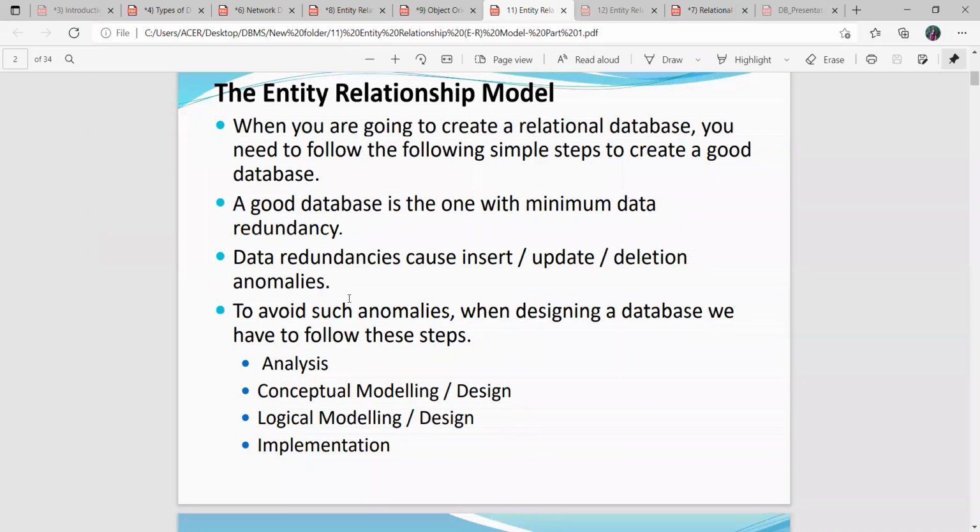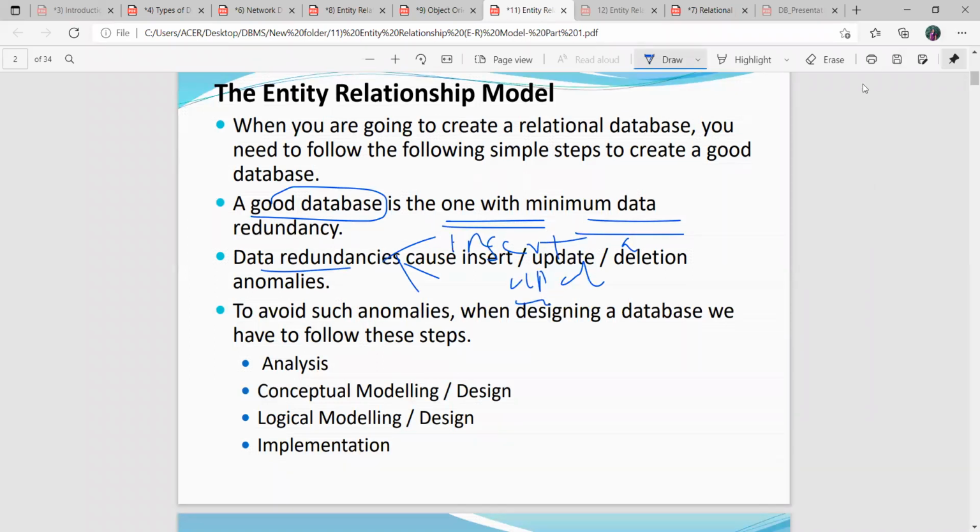Now we are going to create a relational database. To create a good relational database, it is needed to follow some simple steps. To create a good database, it should have minimum data redundancy. This is very important. If you need to create a good database, it needs to have minimum data redundancy. Data redundancy can lead to anomalies: insertion anomaly, update anomaly, and deletion anomaly.